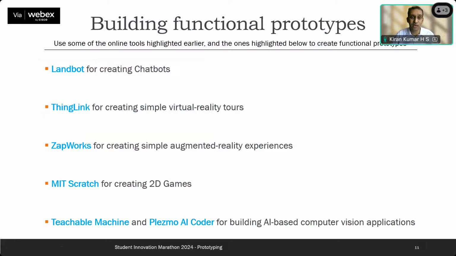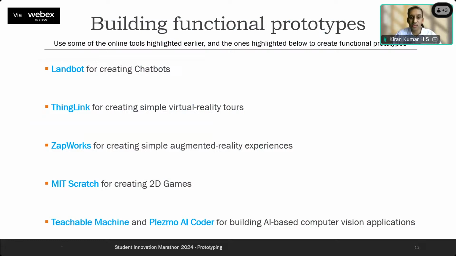But if you want to build a full-fledged functional prototype, you can use many of these tools. Forget the wireframes and the screen mockups, but most of the other tools I mentioned earlier will help you build a fully functional prototype. If you take Animaker, you can create a full-fledged animation. If you want to create a chatbot, there is Landbot. If you want to create a virtual tour, you can use ThingLink. If you want to create augmented reality experiences, there is ZapWorks. Or you can create games using MIT Scratch, Teachable Machine or the Plasmo AI Coder.